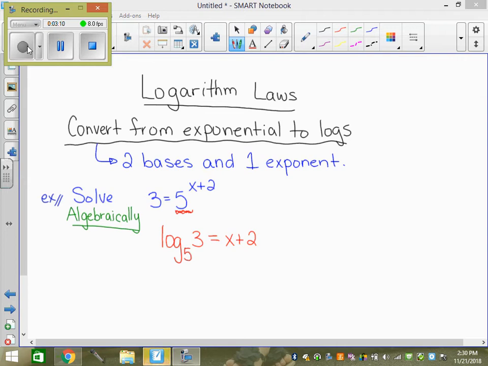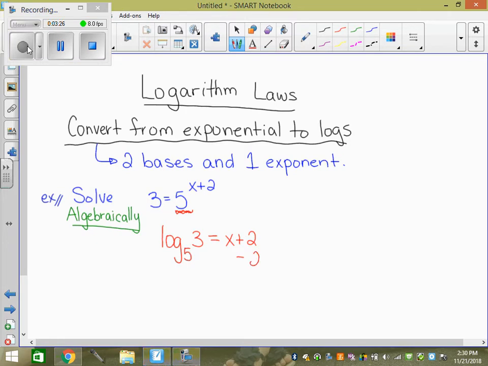Okay? Now I want you to solve. What else do we have to do? If I want you to solve, what else do you have to do? You have to minus the 2. So the 2 does not join the 3. The 3 is in with the log, correct? So you're not going to say log base 5 of 1. You're going to go negative 2 plus log base 5 of 3 equals x. Okay?